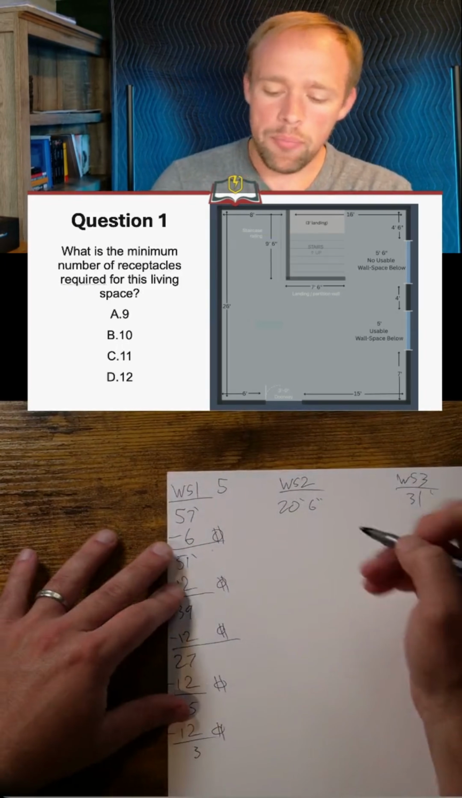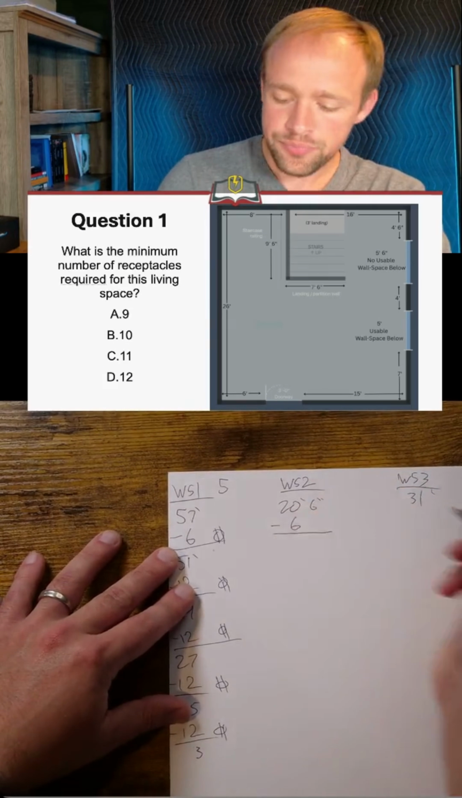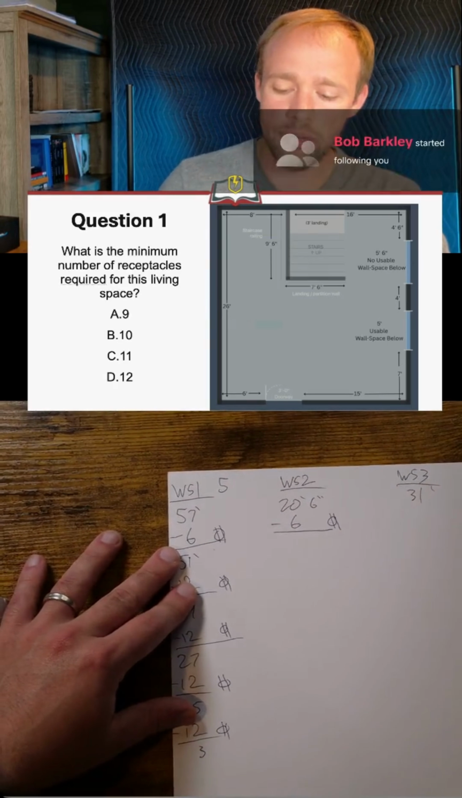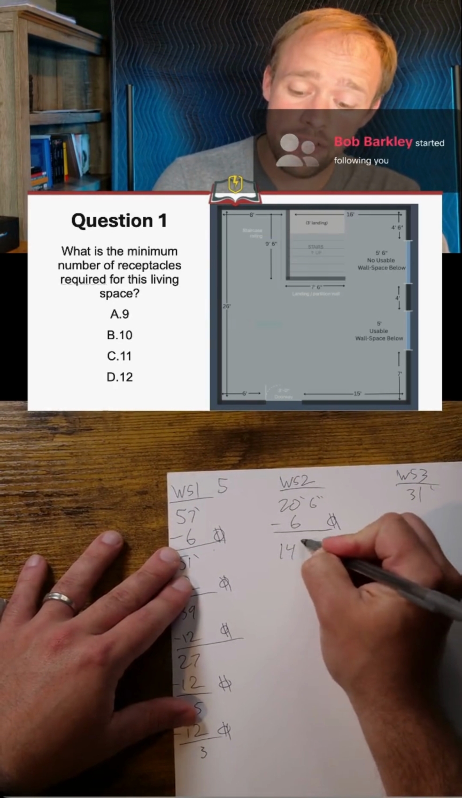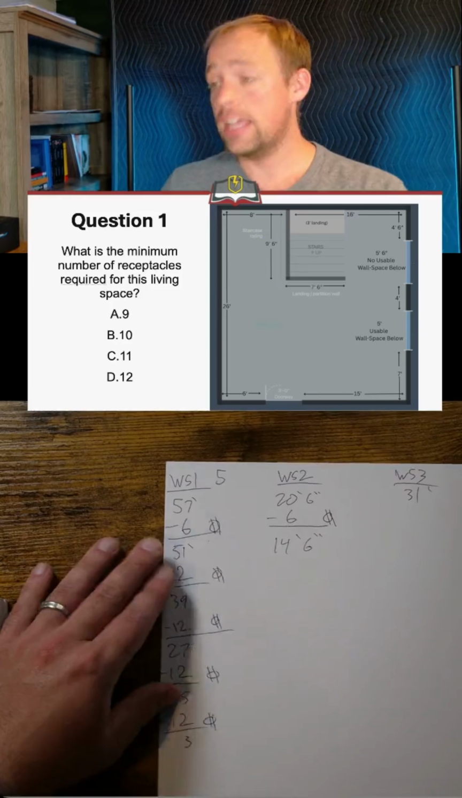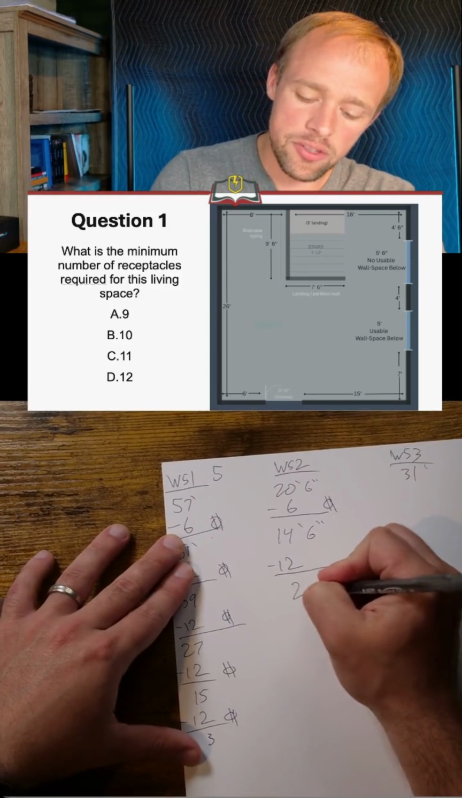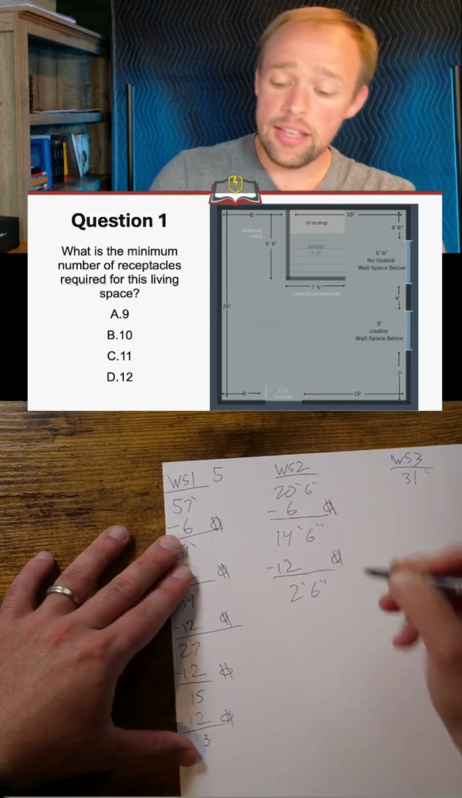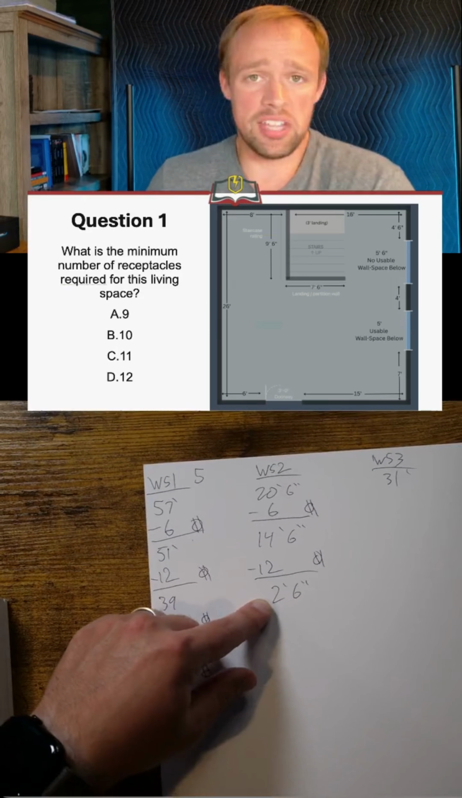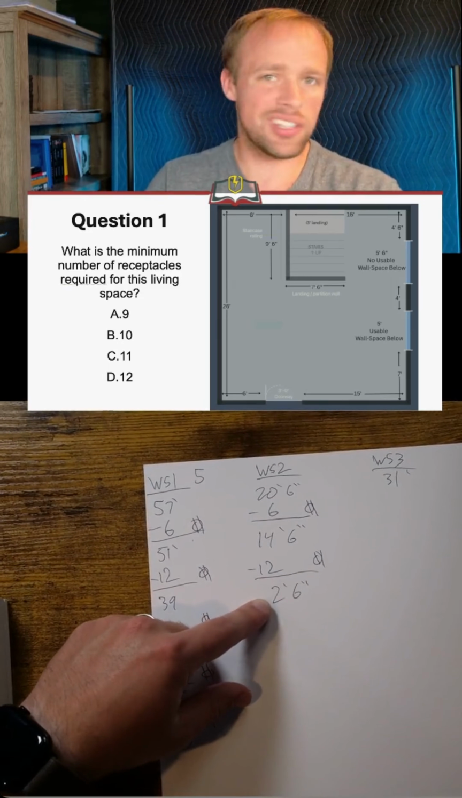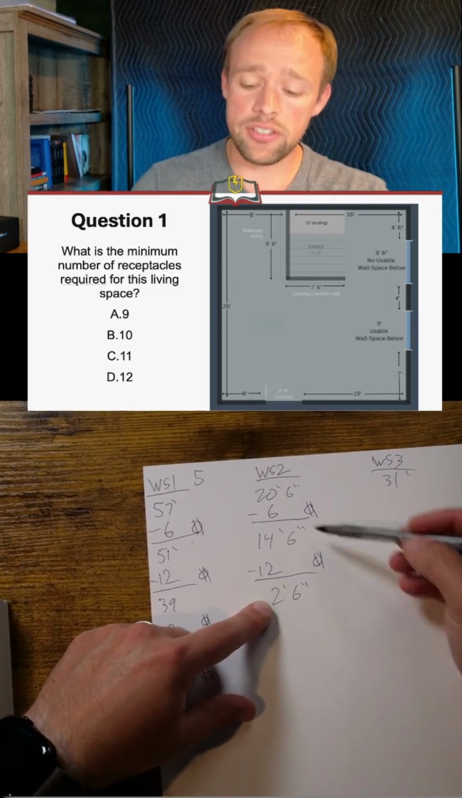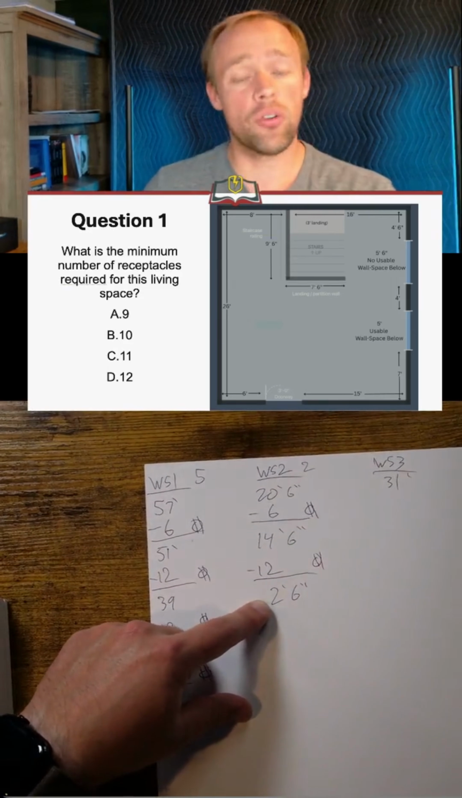So now I'm gonna subtract 6 feet, and that's gonna be my first receptacle, okay? And the remainder, I have 14 feet, 6 inches, okay? Now I gotta go in between receptacles, so I'm gonna subtract 12, and that gives me 2 feet, 6 inches remaining. And again, go to the end of that wall space. Is it within 6 feet of a receptacle? If you can say yes, then that's your final answer, okay? So 2 I have for wall space number 2.